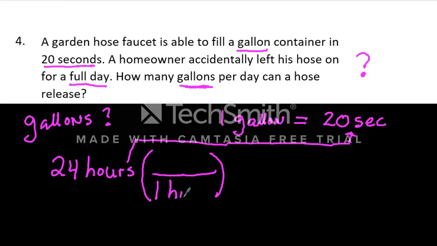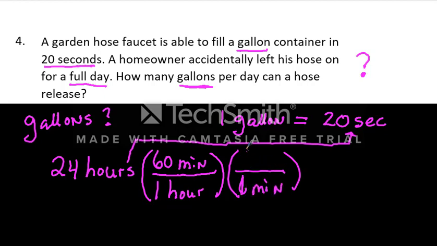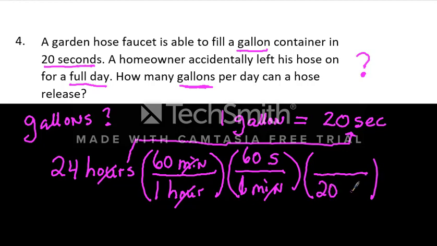So we do know the conversion factor of 1 hour is equal to 60 minutes. And I also know that 1 minute is equal to 60 seconds. Well, now I have seconds, so hours cancels hours, minutes cancels minutes, and we have seconds. Now we'll have a conversion that can get me from seconds to gallons. So let's convert between seconds and gallons. Well, it says 20 seconds is 1 gallon.